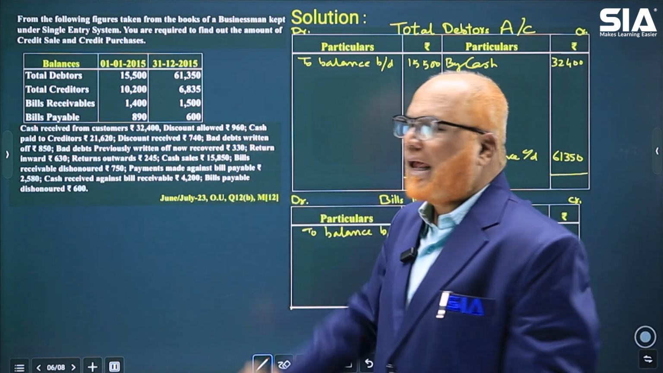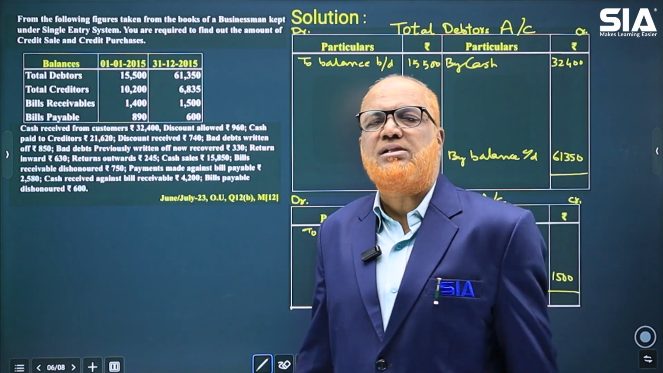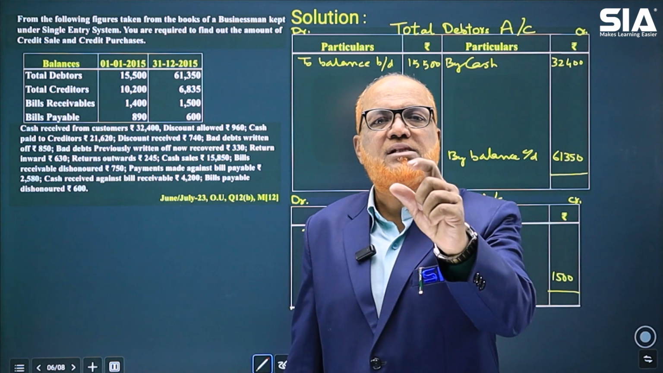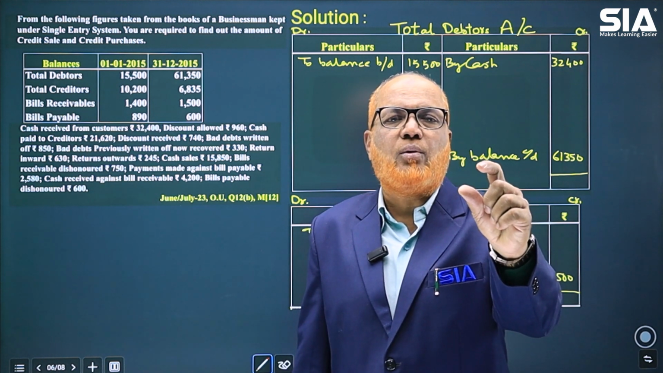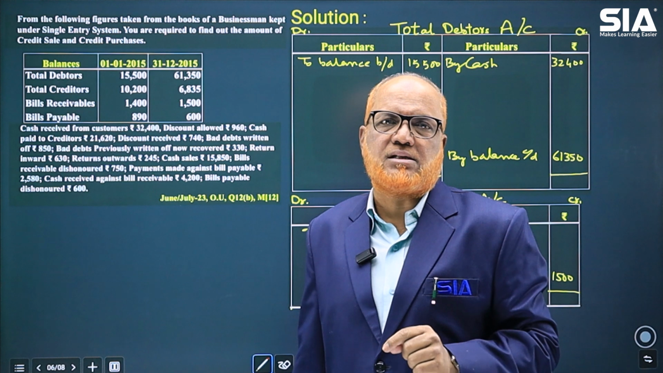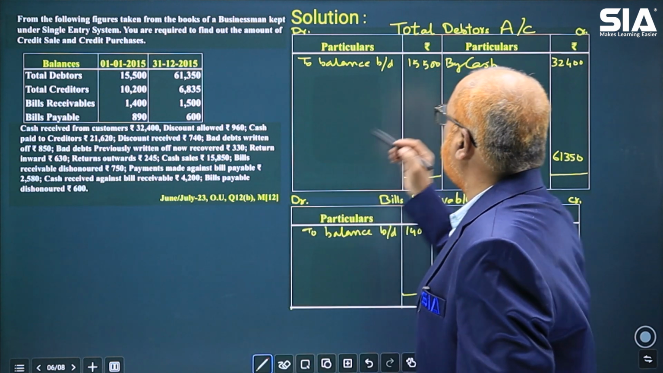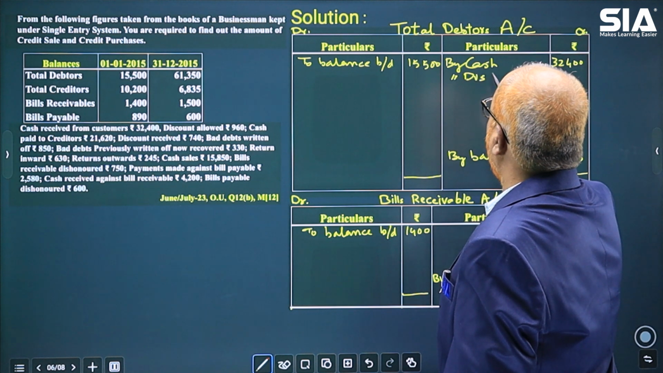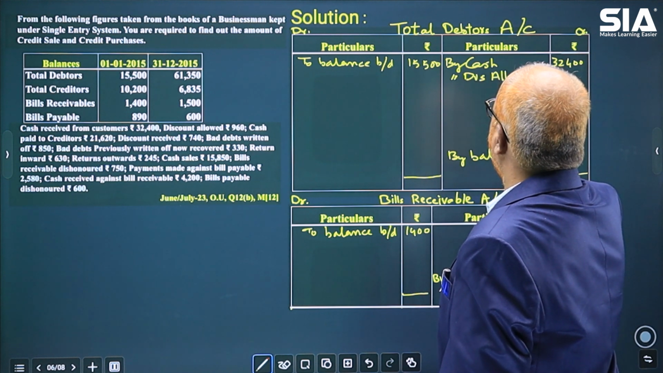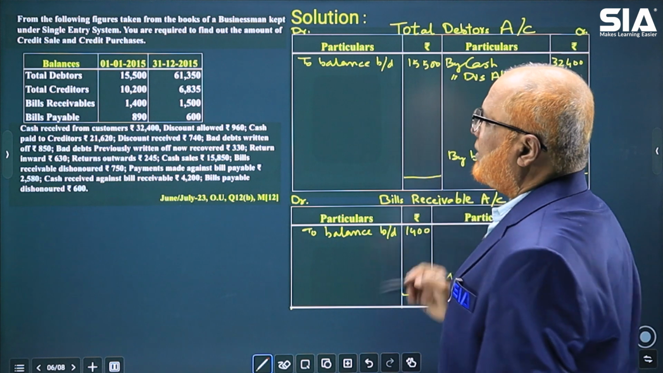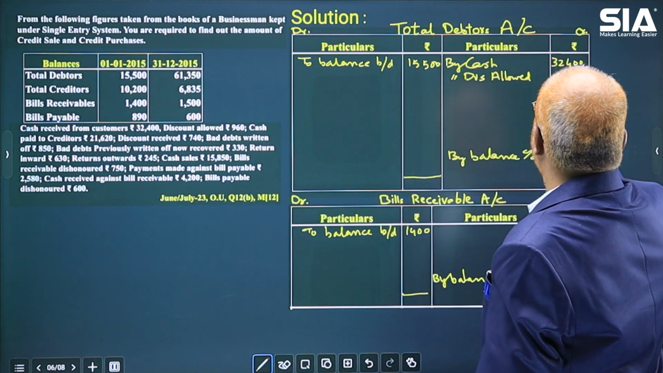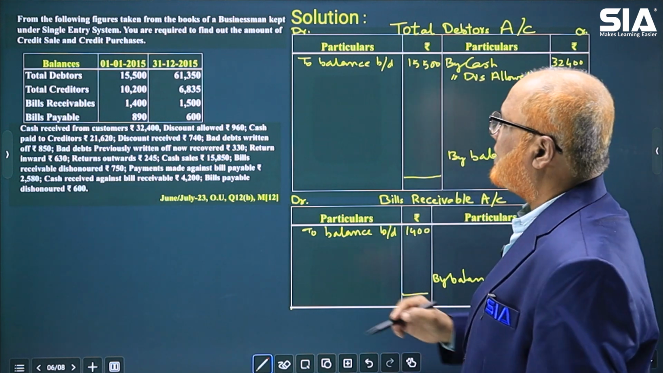Next one, discount allowed. We allow the discount to customers for prompt payment. Entry will be discount allowed account debit to debtors. So debtors should be credited by discount allowed. Discount allowed is 960. So here I am taking 960, right?